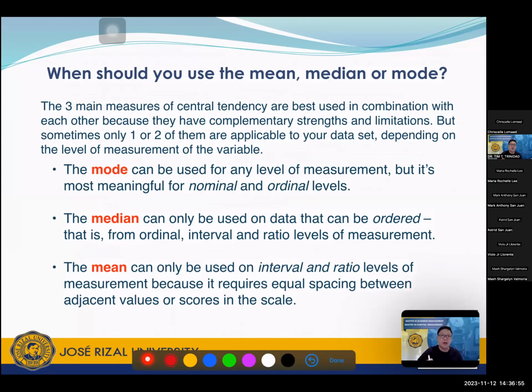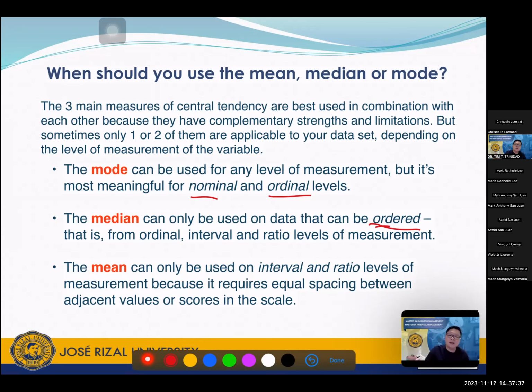Okay. There are just some things that I would like you to consider when you are using these descriptors because they have corresponding uses. There are characteristics or requirements for them to be used properly. When should you use the mean, the median, or the mode? The mode can be used for any level of measurement, but it is most meaningful for nominal and ordinal levels. Tandaan niyo yan. The median can only be used on data that can be ordered. So ano yung mga na-order natin? These are the ordinal, interval, and ratio types of data. Okay. So take a look at your data.